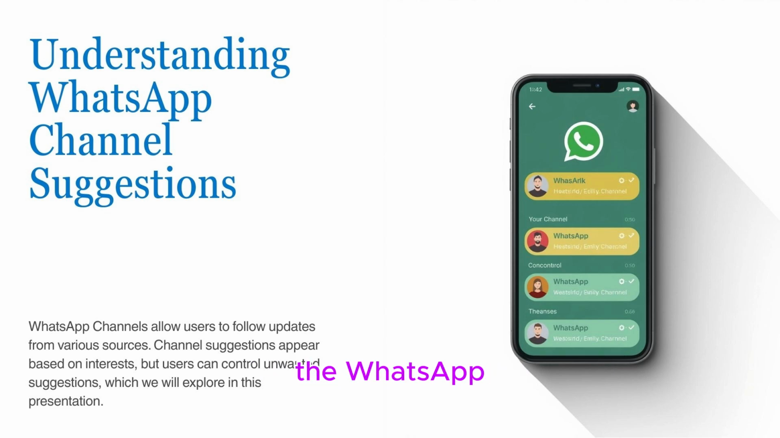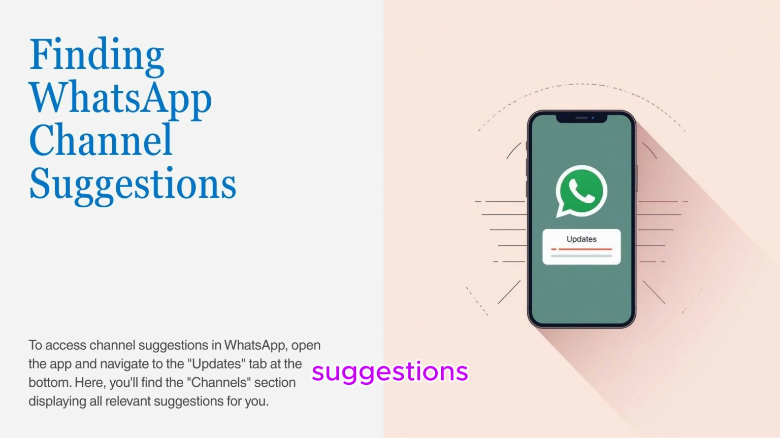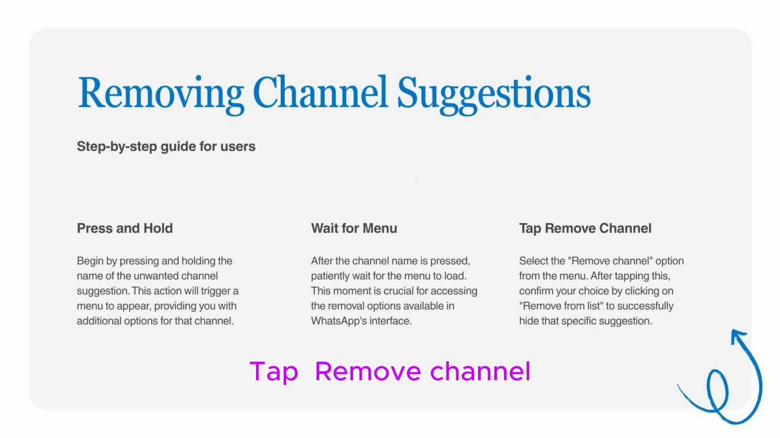Open the WhatsApp application. Go to the Updates tab at the bottom. Here you will see the Channels section with suggestions. To hide a specific channel suggestion, press and hold on the channel's name. A menu will appear. Tap Remove Channel.